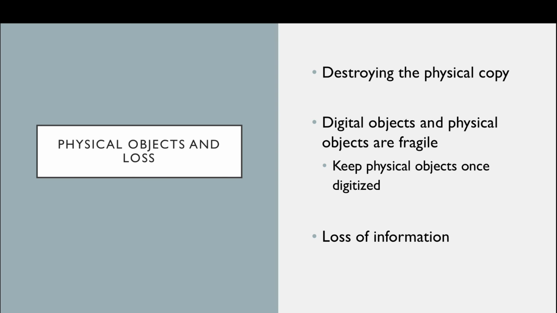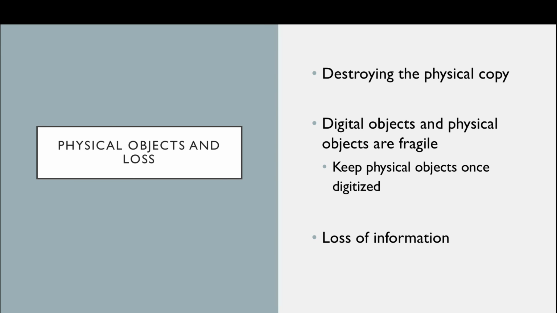So the last thing I want to go over when it comes to physical objects and loss in museum archives is the loss of information. What I mean by loss of information is when you digitize a physical object, you lose some information that comes with that physical copy. In some cases, this could be the context in which the original was in, or when it comes to photographs, it could be the quality of the photograph. You lose some quality, and then that could cause you to lose some information from what was in the photograph.